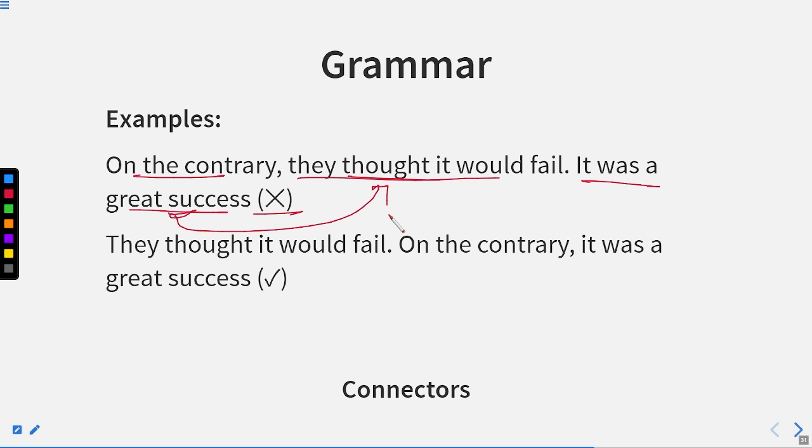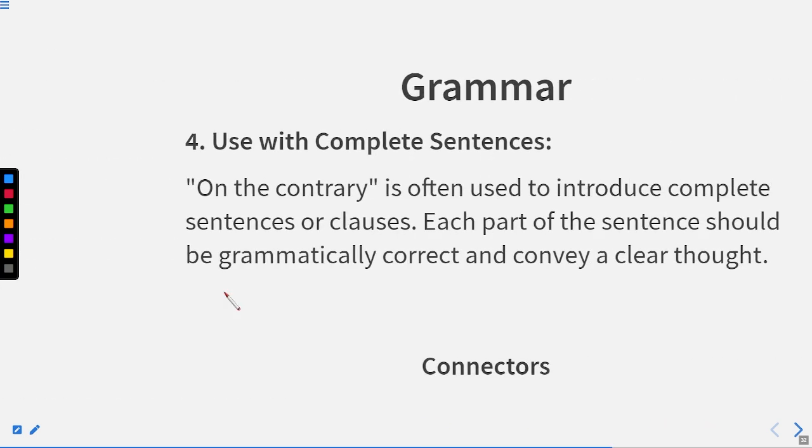They thought it would fail. On the contrary, it was a great success. Whatever they thought is the situation, and on the contrary is the conjunction, and it was a great success. This was the final outcome. Now let us move to the next one.